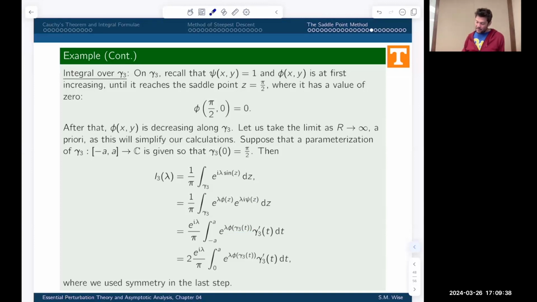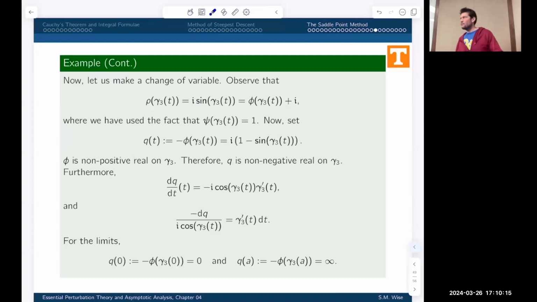I parameterized my curve in an even sort of sense so that I can now replace this integral from minus a to a with 2 times the integral from 0 to a. That's because I parameterized it equally on both sides, and I know also that phi has a symmetry on both sides of that curve as well. So it's a symmetry argument, which allows you to replace this integral with 2 times the integral from 0 to plus a. Questions? Okay.